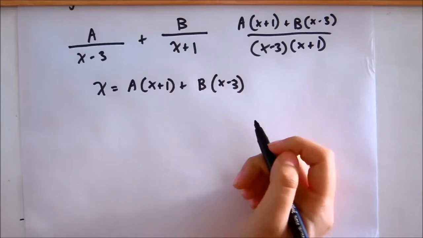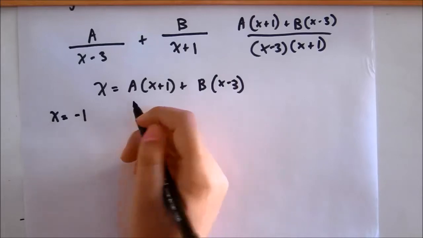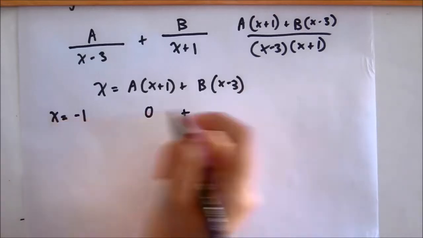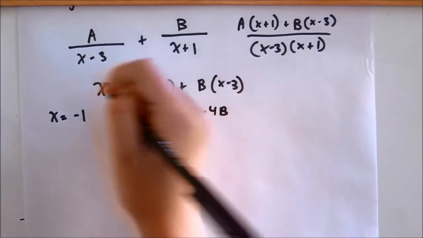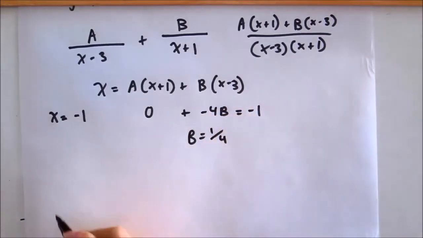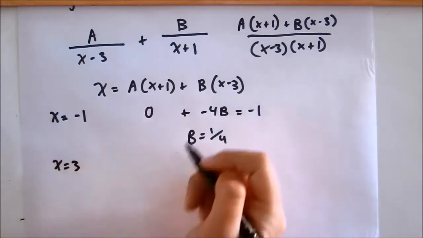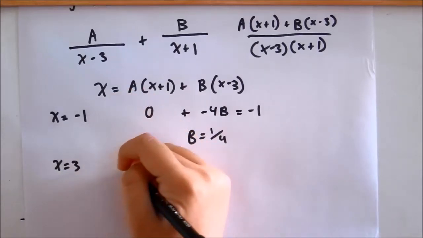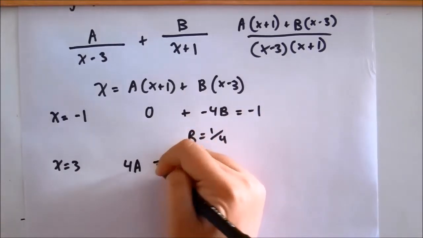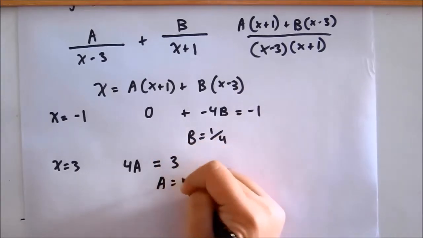Basically we try to cancel out one part at a time. If we set x equal to -1, that will cancel out A. So that becomes 0 plus -4B equals x, which equals -1. So you see that B equals 1/4. Then you can solve for A in the same way, where you just cancel out the B term. In that case, you would set x equals 3, and then you would get A times x plus 1, so that would be 4A, and the B term cancels out, equals x, which would be 3. So then A equals 3/4.